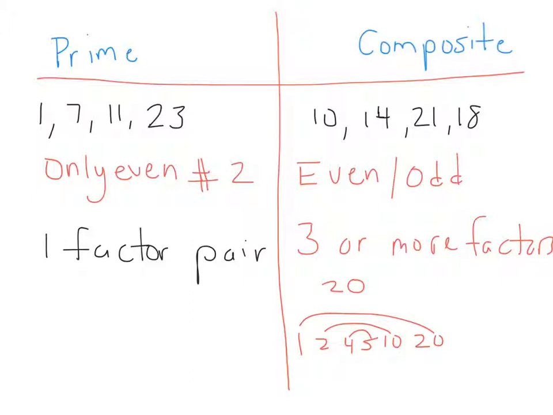As you practice more and more, you'll discover little tricks like that the only even number that's prime is 2, and that composite numbers can be even or odd, but all even numbers outside of 2 are composite. So as you practice, you'll start to learn some more tricks of figuring out whether a number is prime or composite.